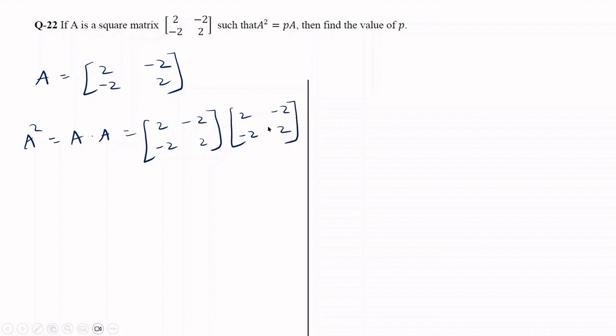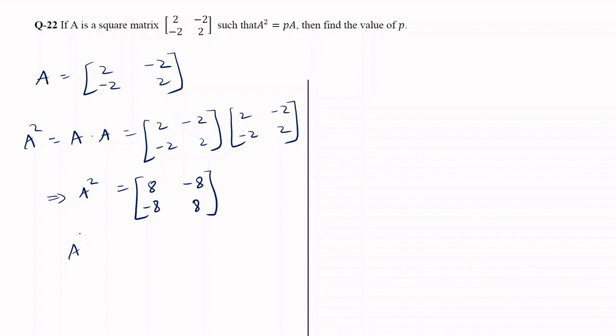So let us multiply these two matrices. First row, first column: 2 into 2 is 4, plus minus 2 into minus 2 is again plus 4. So 4 plus 4 is 8. So the first element is 8. Then the second element in the first row: 2 into minus 2 is minus 4, then plus minus 2 into 2 is minus 4, which is minus 8. Then minus 2 into 2 is minus 4, and minus 2 into 2 is minus 4, here also minus 8. And then minus 2 into minus 2 is 4, plus 2 into 2 is 4, 4 plus 4 is 8. So this is the matrix A square.